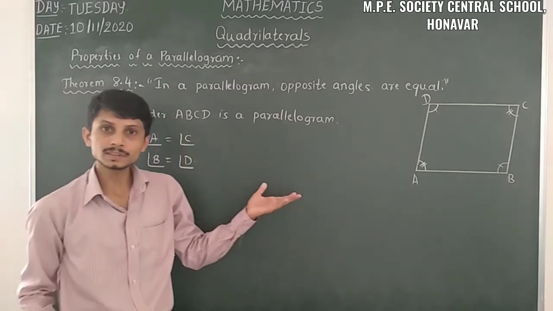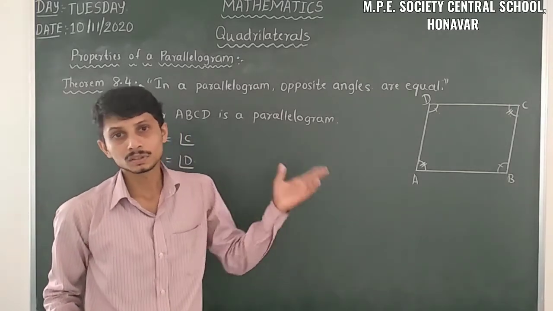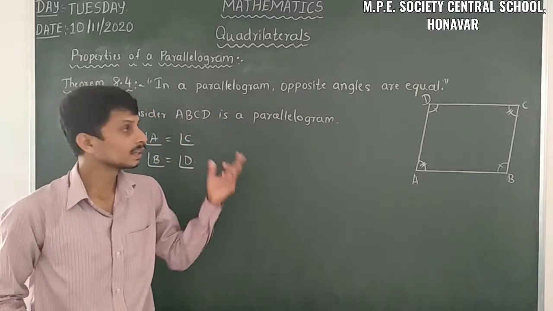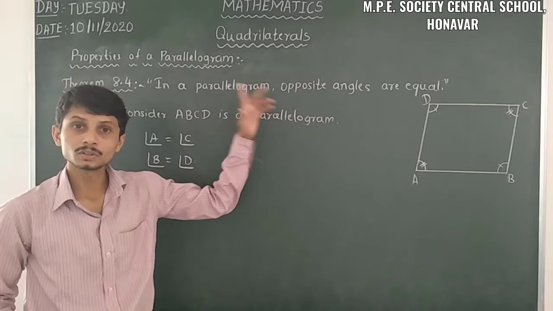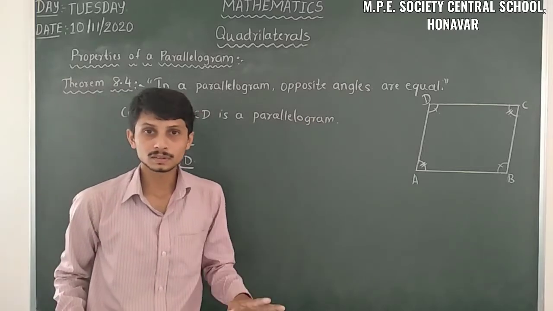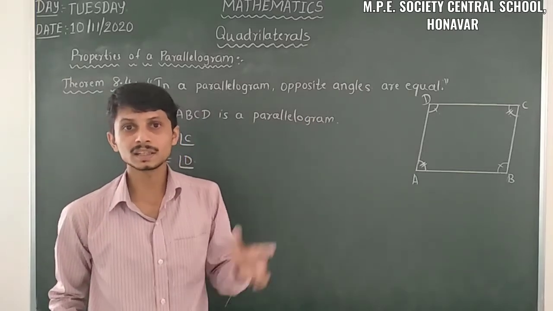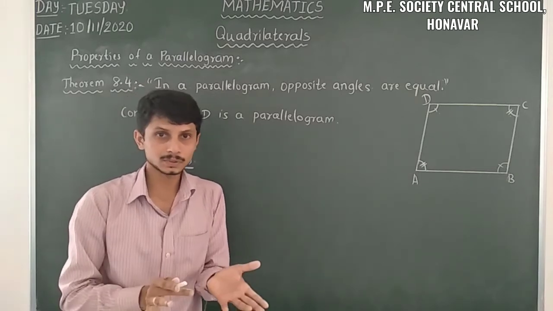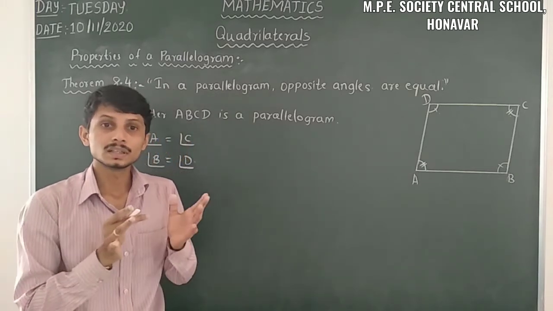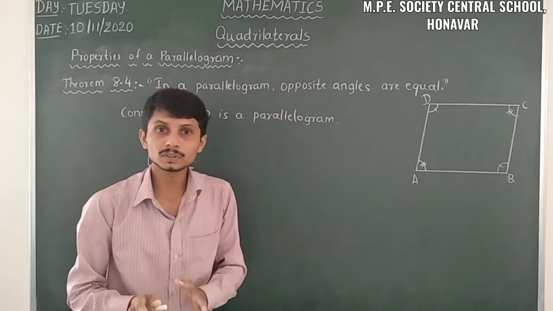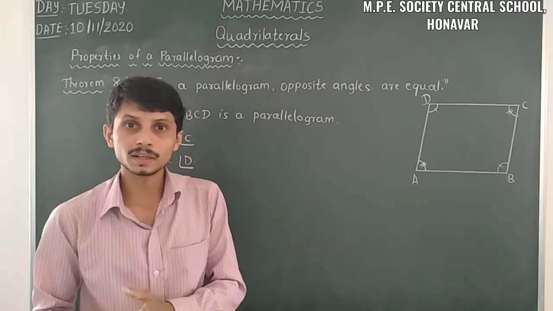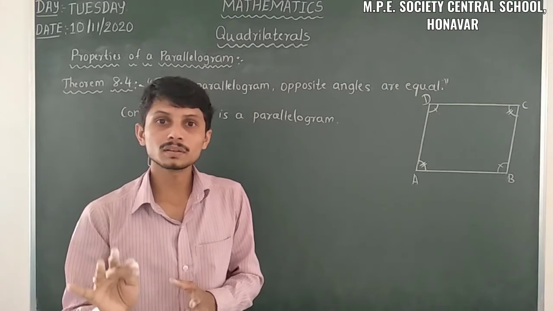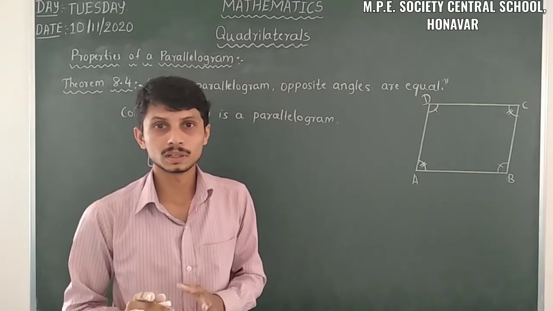Likewise, theorem 8.2, theorem 8.3 is the converse of that one. Here theorem 8.4 is: in a parallelogram, opposite angles are equal. Theorem 8.5 is the converse of theorem 8.4, a completely vice versa condition. That is, if each pair of opposite angles of a quadrilateral is equal, then it is a parallelogram.